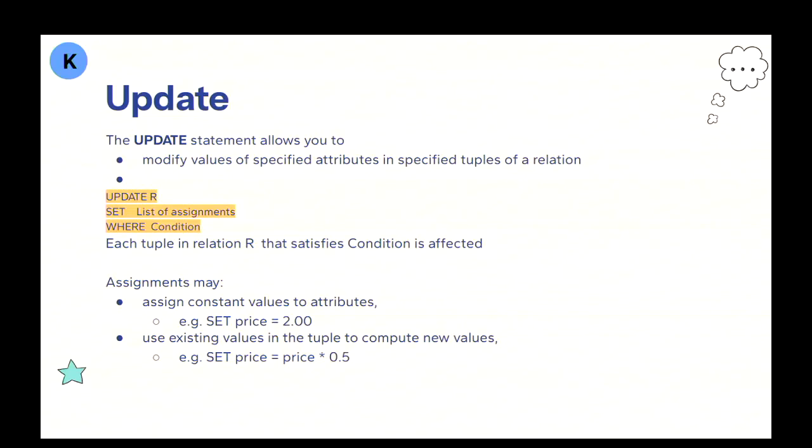The assignment may assign constant values to attributes, and that is quite straightforward. We just modify the constant value for particular attributes. What we could also do is use existing values to calculate new values and use the calculated value to update the table. So if we want to reduce the price by 50%, this is what we can do in this example here.